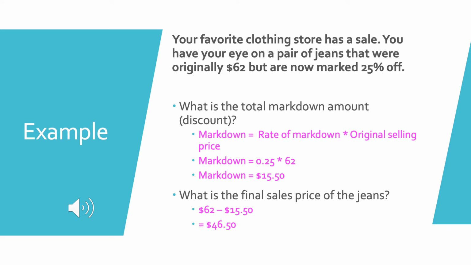This is the discount. So the final sales price of the jeans equals $62, the original price, minus our discounted amount, minus the markdown, which is $15.50. That gives us a final price of $46.50.